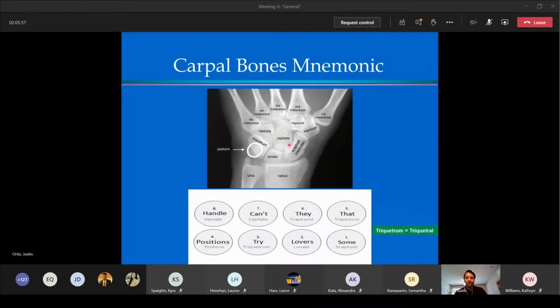So pisiform for positions. And then if you go right across the top, it would be trapezium, trapezoid, capitate, and hamate, so that they can't handle. So I would definitely use this.